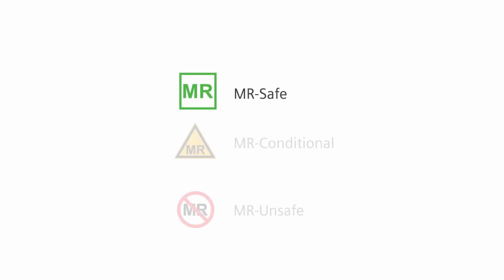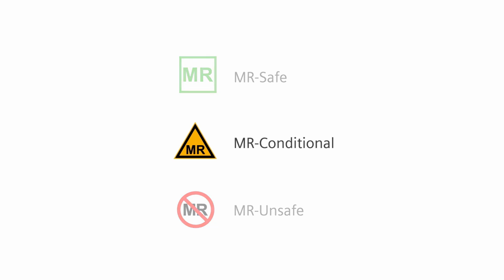MR safe are objects which pose no known hazards in all MR environments. MR safe items include non-conducting, non-magnetic items such as a plastic petri dish. An item may be determined to be MR safe by providing a scientifically based rationale rather than test data.